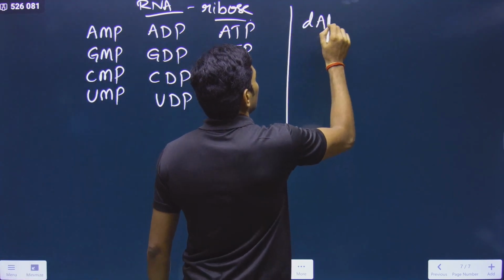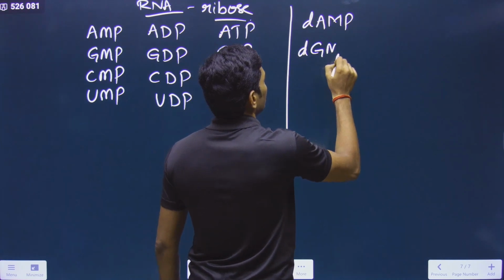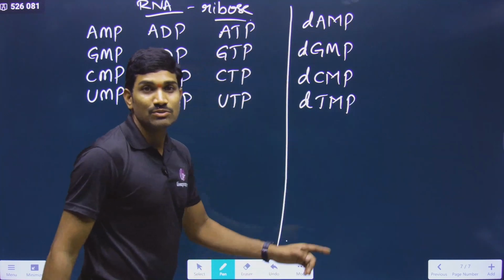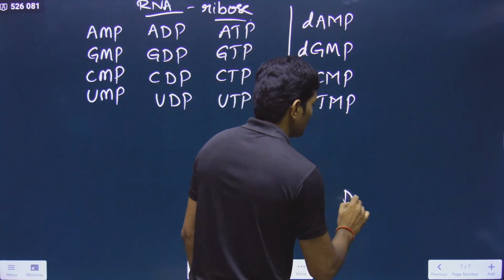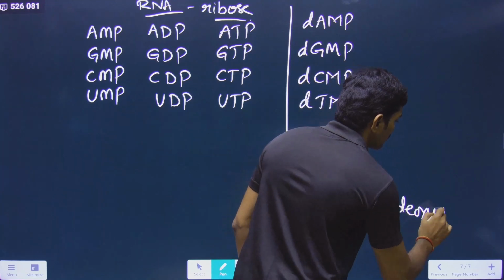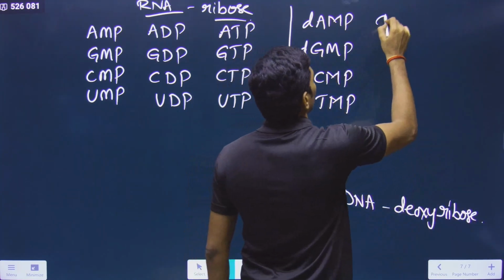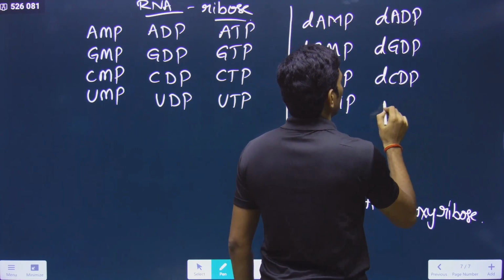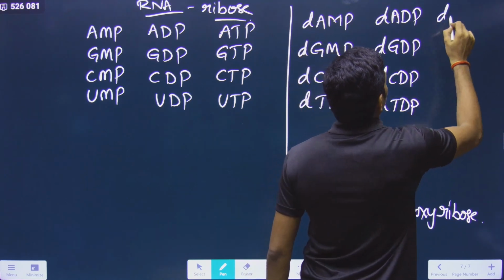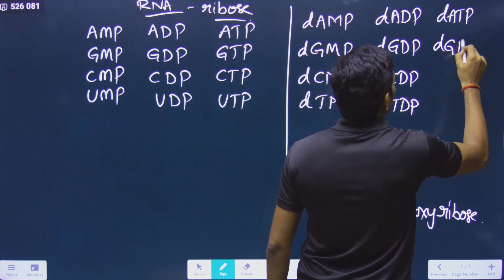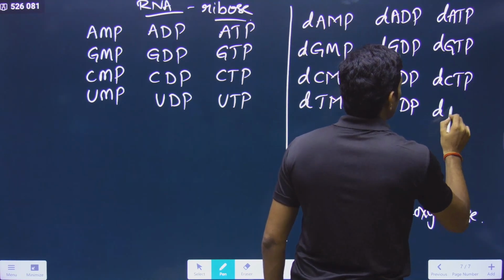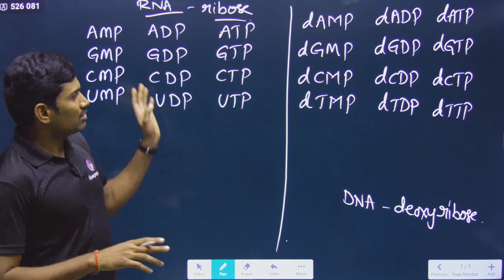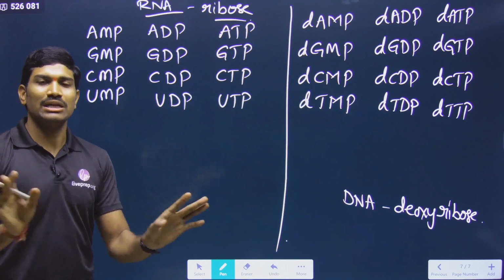In the same way here, dAMP, dGMP, dCMP, and dTMP. These are with respect to deoxyribose sugar. These are DNA related, and they have deoxyribose sugar. In the same way here also, dADP, dGDP, dCDP, and dTDP. And the last one, dATP, dGTP, dCTP, and dTTP. Overall, these are the structures that you will get. With the help of only those two structures, we have completed the entire information.